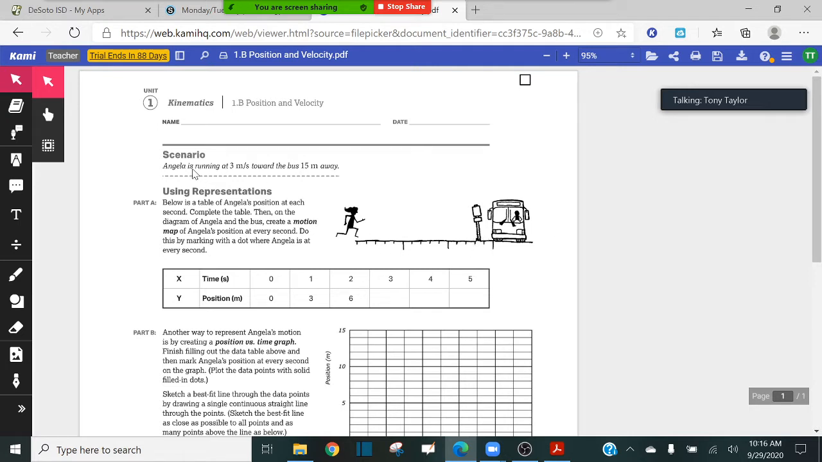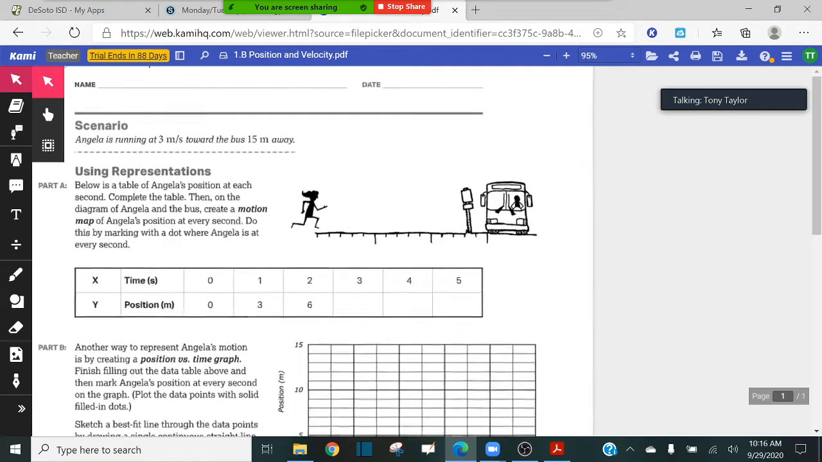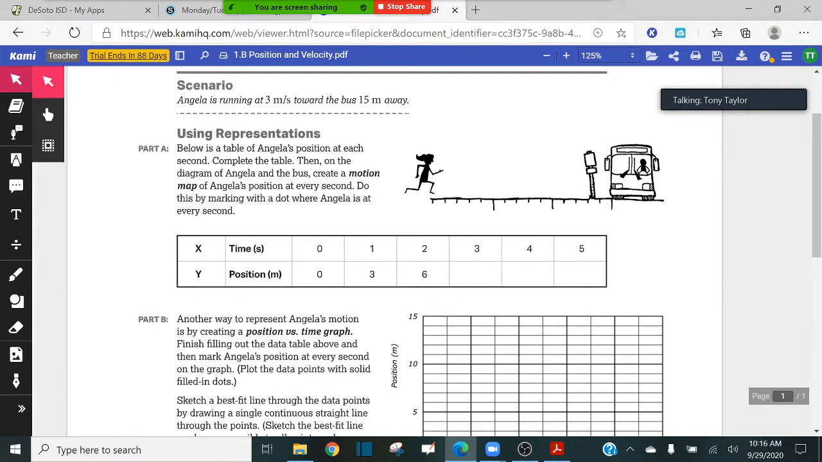So reading the scenario here, it says Angela is running at 3 meters per second toward the bus, which is 15 meters away. Below is a table of Angela's position at each second. Complete the table, then on the diagram of Angela and the bus, create a motion map of Angela's position at each second. Do this by marking with a dot where Angela is at every second. Okay, so you guys are already familiar with motion maps. Motion maps are something that we've already talked about. So before we can do the motion map, let us finish filling out the table.